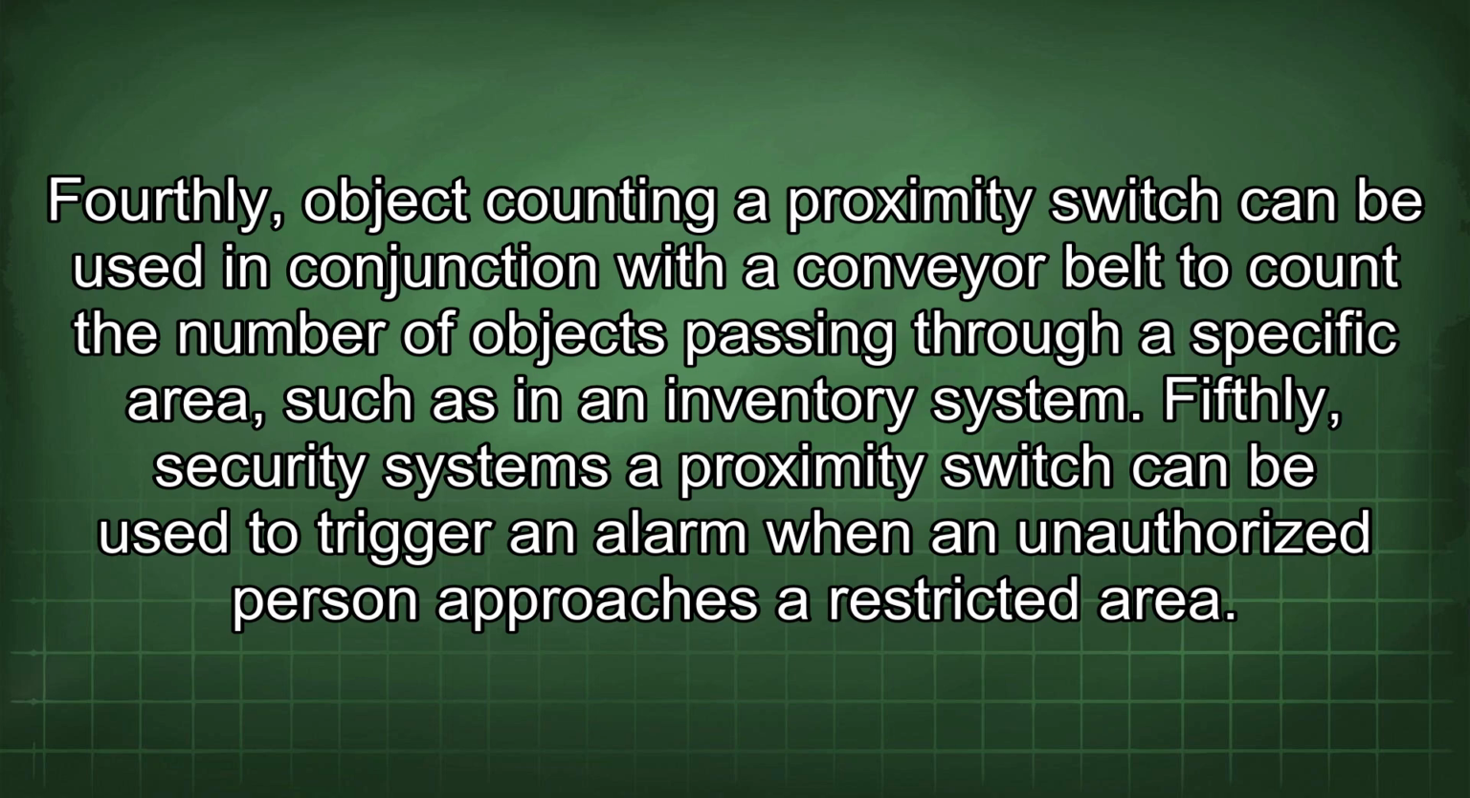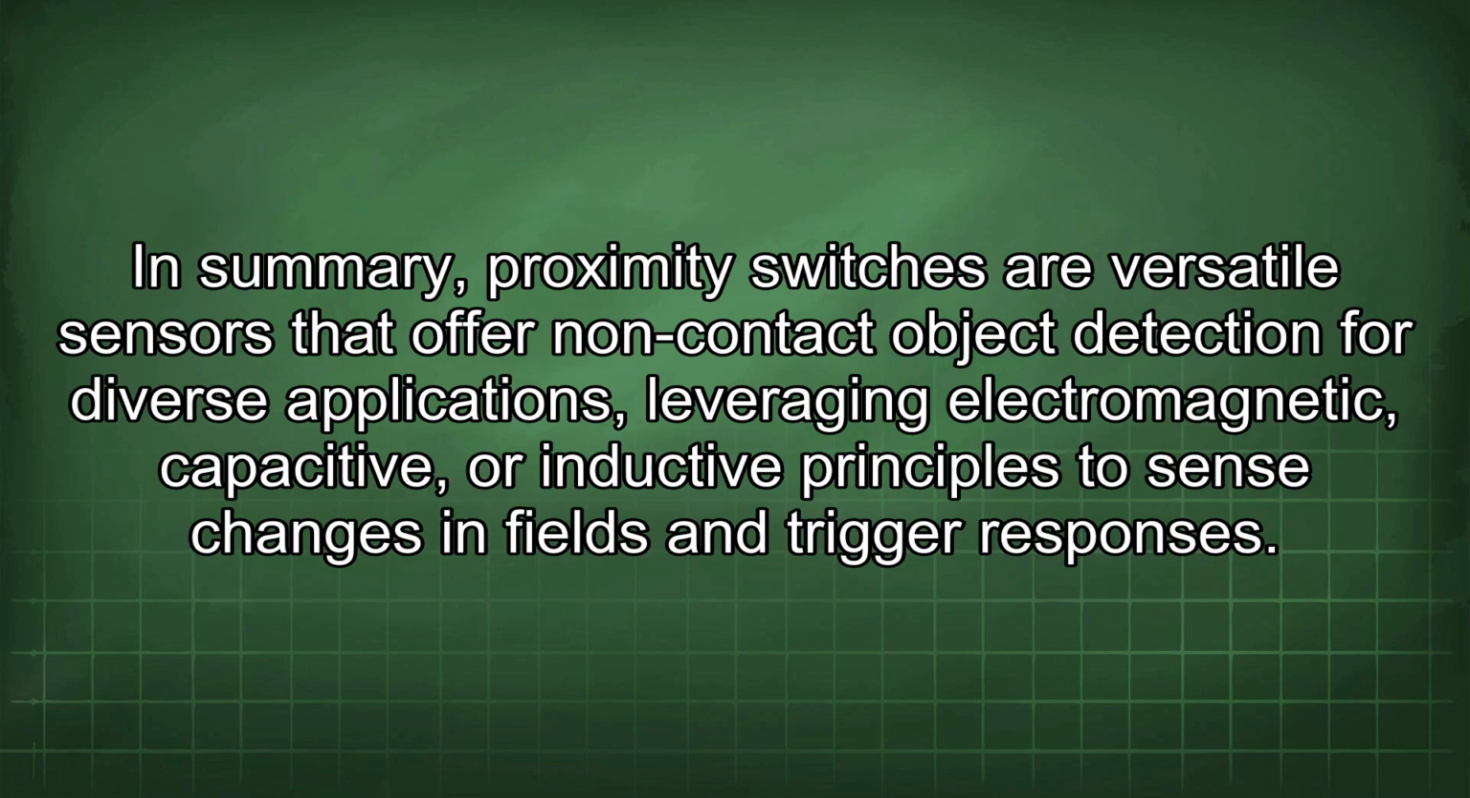Fourthly, object counting. A proximity switch can be used in conjunction with a conveyor belt to count the number of objects passing through a specific area, such as in an inventory system. Fifthly, security systems. A proximity switch can be used to trigger an alarm when an unauthorized person approaches a restricted area.